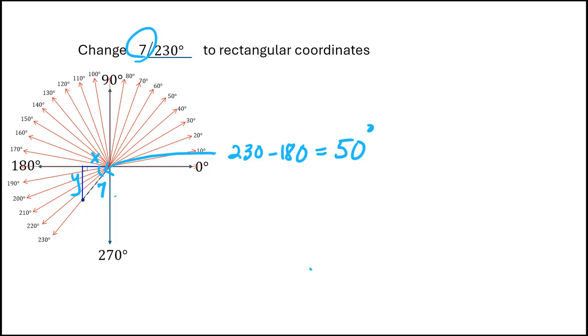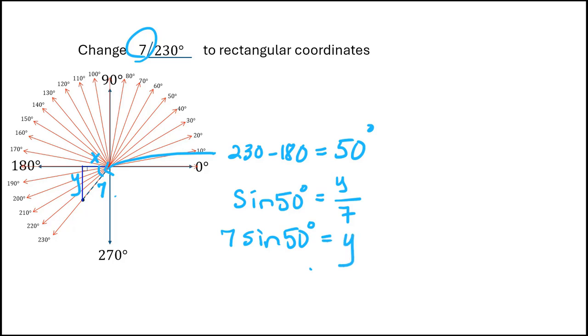So we are looking for y. That is opposite to our 50-degree angle. So we're going to use sine. Sine 50 is going to equal y over 7, opposite over hypotenuse. If we multiply both sides by 7, we're going to have 7 sine 50 is equal to y. And now we would punch that into our calculator, 7 times sine 50. So we would hit 7 times 50 sine equals. Okay, so we found our y.